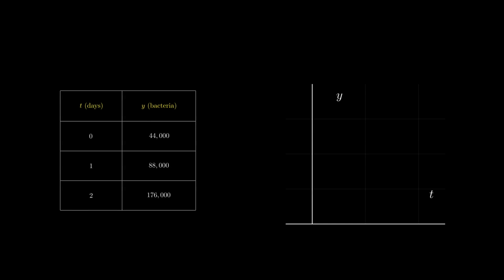When day 1 arrives, the population doubles to 88,000, creating our second point. By day 2, it doubles again to 176,000. Moving our point much higher, connecting these points reveals a distinct, rapidly climbing curve. This visual behavior is the exact geometric definition of exponential growth. To represent this mathematically, we use the general exponential function. y equals a times b raised to the power of c.